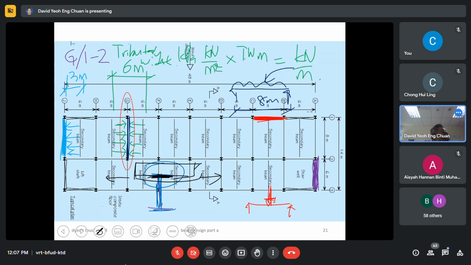Okay, now I'm going to ask, what's the name of the girl? Chong Hui Ling. Why do you say this is an unrestrained beam? I want to give you a bonus. You tell me the correct answer. Why do you say this purple beam, which is on the far right, is an unrestrained beam? Quickly. The compression flange.